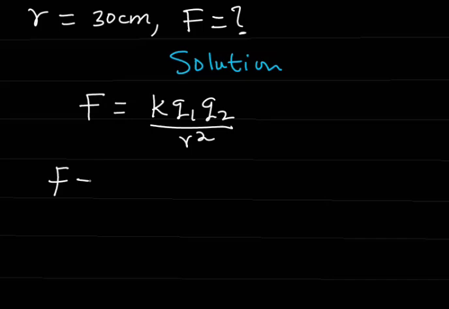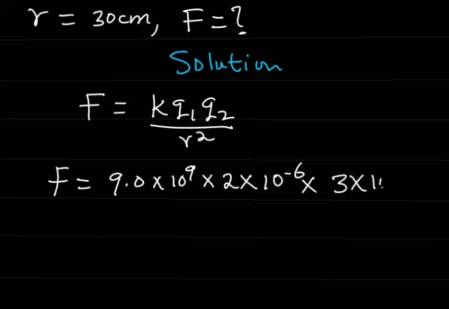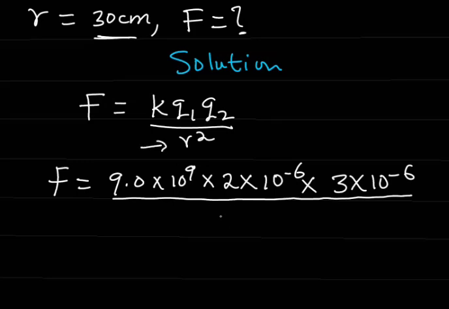First, K is 9.0 times 10 raised to the power of 9. Q1 is 2 microcoulombs. To convert microcoulombs to coulombs, you multiply by 10 to the power minus 6. Remember, micro is always times 10 raised to the power minus 6. So 2 microcoulombs is 2 times 10 raised to the power minus 6, and for 3 microcoulombs, I'll have the same times 10 raised to the power minus 6. Then divided by the distance. The distance is 30 cm. I have to convert this to meters. 30 all over 100, that's 0.3. So that's going to be 0.3 square.